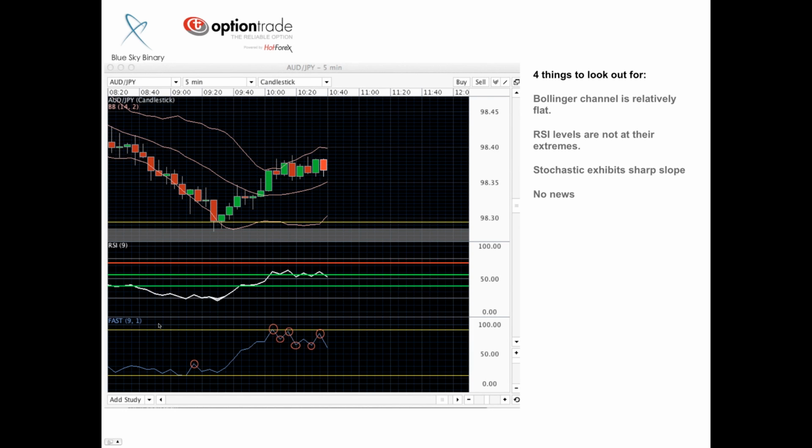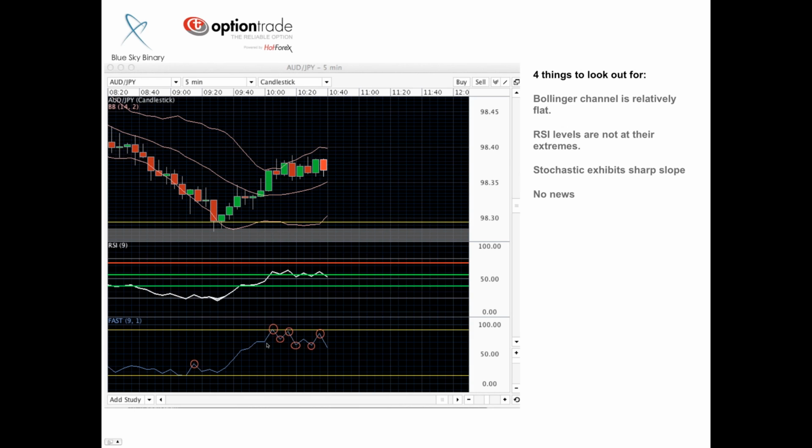All right? There's a slow stochastic, there's a full stochastic, and there's a fast stochastic. Set the periods again to 9 because you want more sensitivity, and the 1 for a 1 period average, okay? Just 1 period. And the entry you take, the 5-minute entry you take, is literally based on the slope of the last 5 minutes, okay?